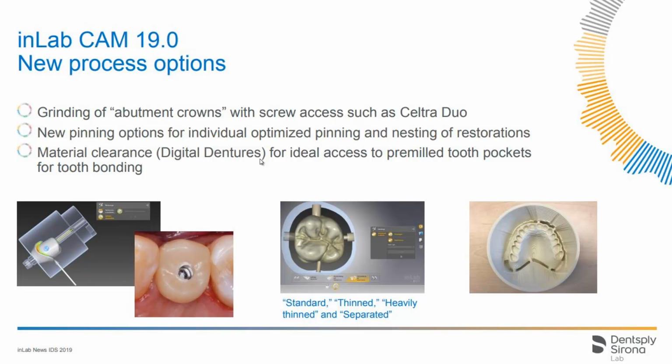inLab CAM 19 new process options: the grinding of abutment crowns with screw channel access, such as Celtra Duo. So let's say you have just a regular titanium base and you want to do a Celtra or a ceramic crown on it. You can now use the screw channel tool for those particular cases and mill them with the MCX5. We have some different pinning options available that I'll go through in next slide. And for our digital dentures now, there's more material clearance for access for putting in, for bonding teeth around your sockets.